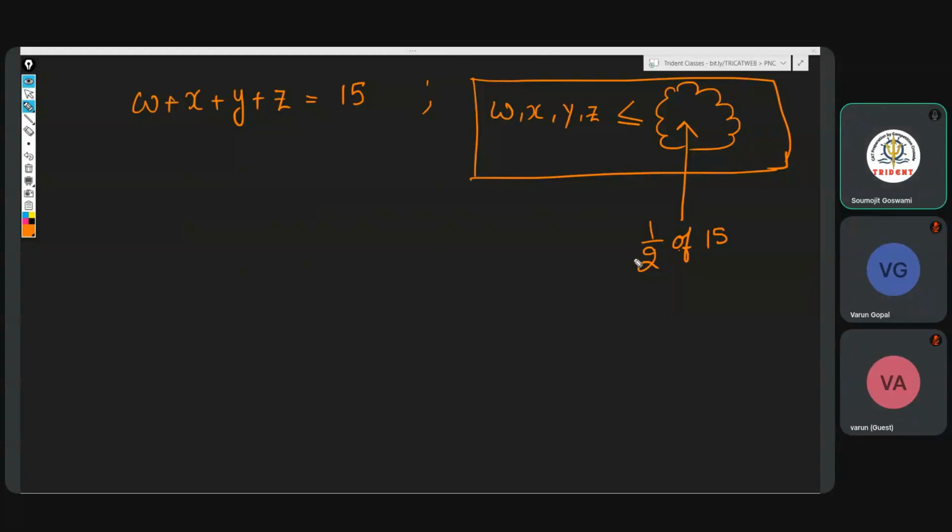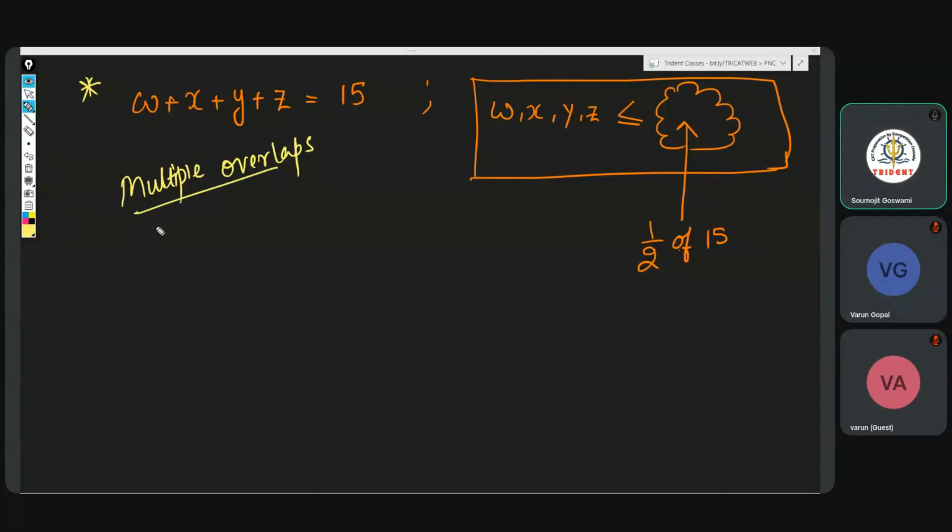Half of 15. This is a highly error-prone question. This is one of those PNC questions which, if you start solving, you'll get many answers, many violations, and basically multiple overlaps.